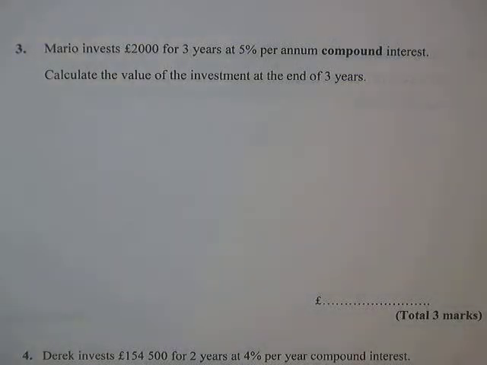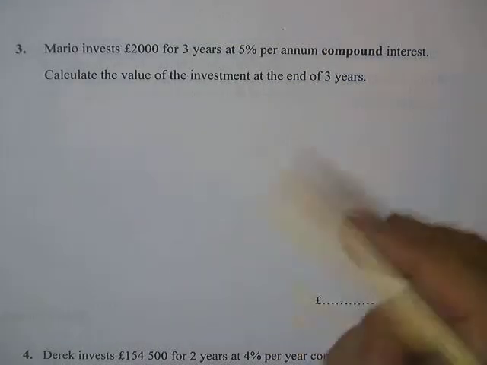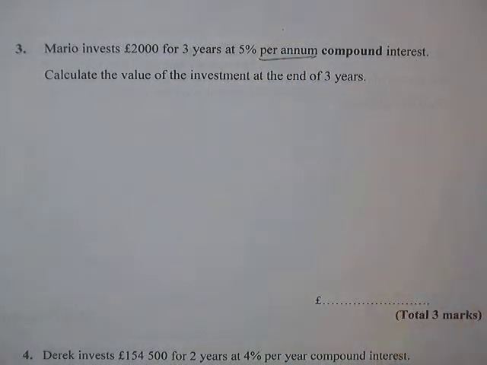Question 3. Mario invests £2,000 for 3 years at 5% per annum, meaning per year, compound interest. Calculate the value of the investment at the end of 3 years. Again, I'll show you both methods that we did earlier. Please get used to the multiplier method.